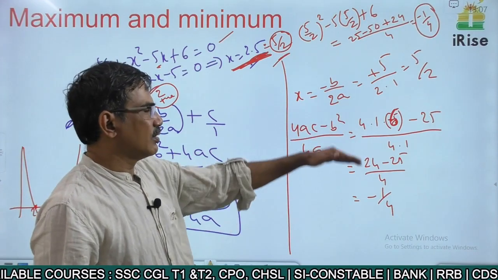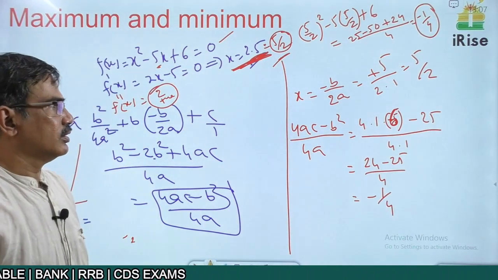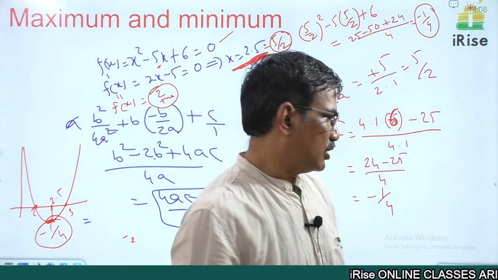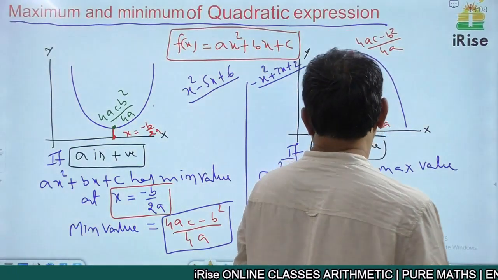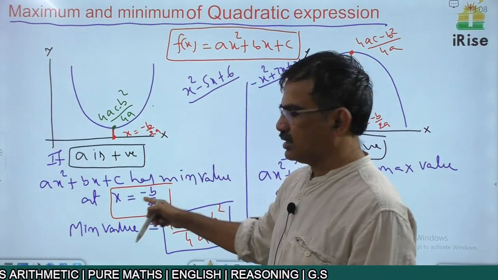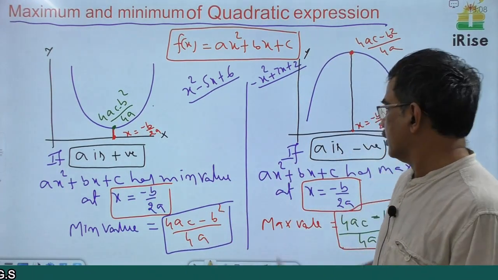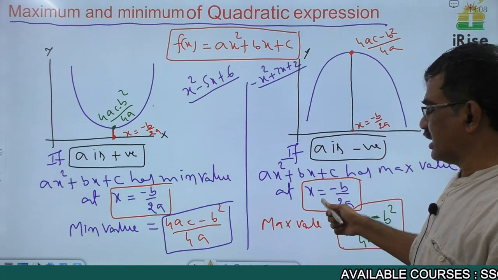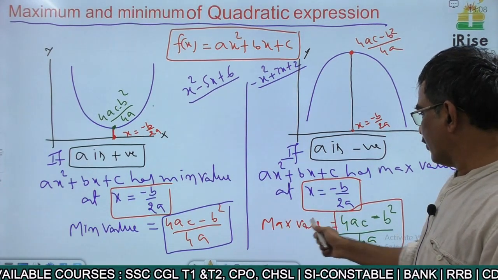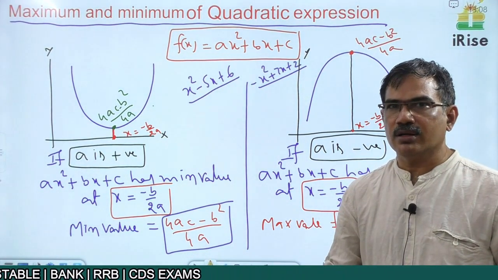So just use the formula to get the answer, or use the derivative method, differentiation method. So this is about the maximum and minimum of a quadratic expression. Okay. If a is positive, minimum value exists at x is equal to minus b by 2a, and minimum value is 4ac minus b square by 4a. And if a is negative, maximum exists at x is equal to minus b by 2a. This is called the point at which it has maxima or minima. And value is 4ac minus b square by 4a. So this is about the maximum and minimum.